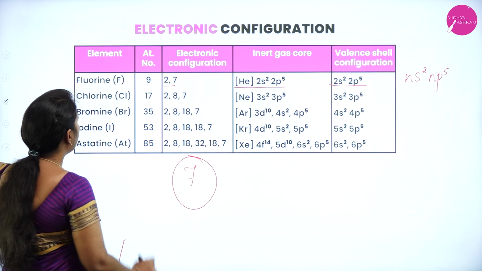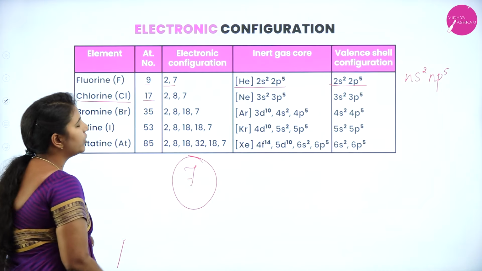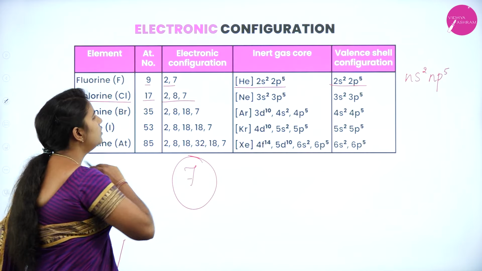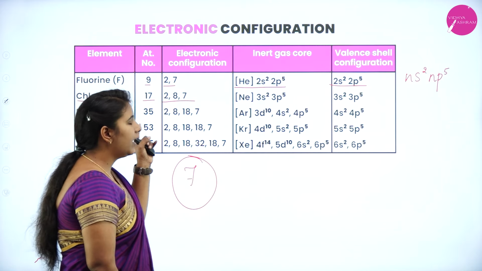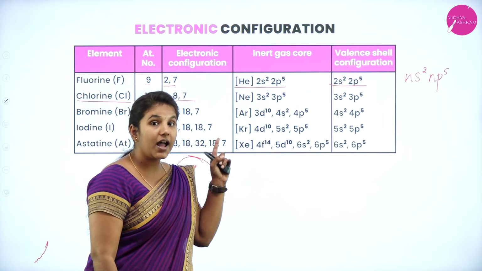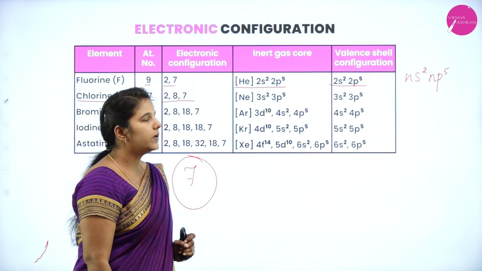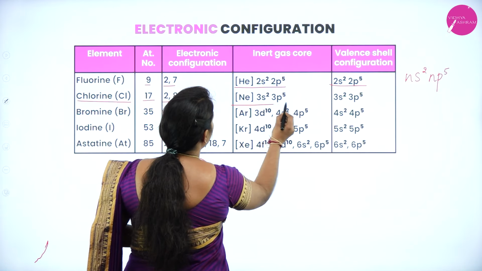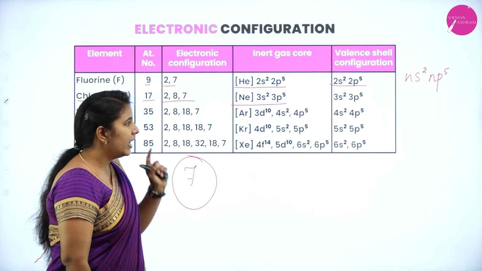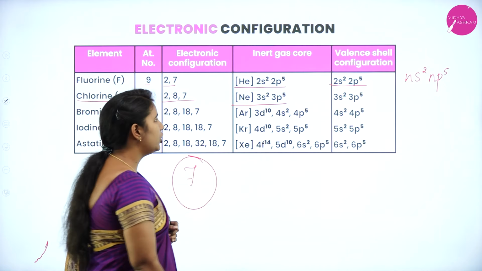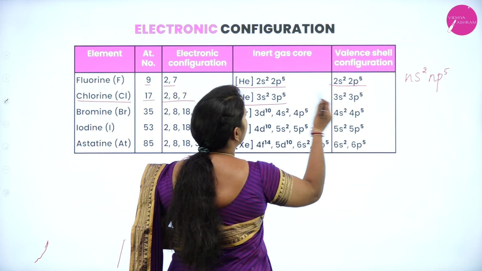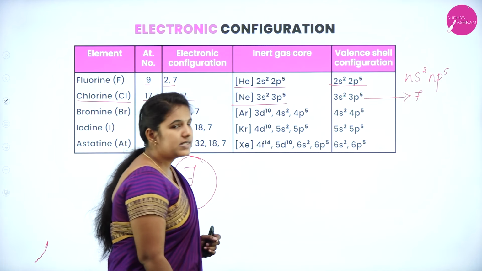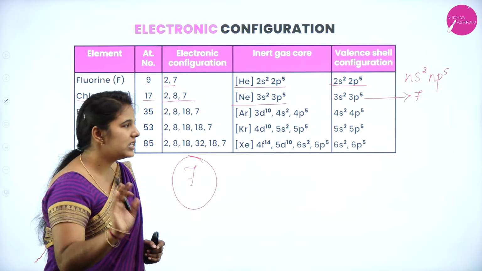Okay, and coming to chlorine, the atomic number of chlorine is 17 and the electronic configuration will be 2, 8, 7. So in the last third shell, you can see that again there are 7 electrons, and the inert gas core configuration goes like this, that is neon 3s2 3p5. The valence shell electronic configuration is 3s2 3p5. Again you can count how many electrons it consists of? 7 electrons in its valence shell.